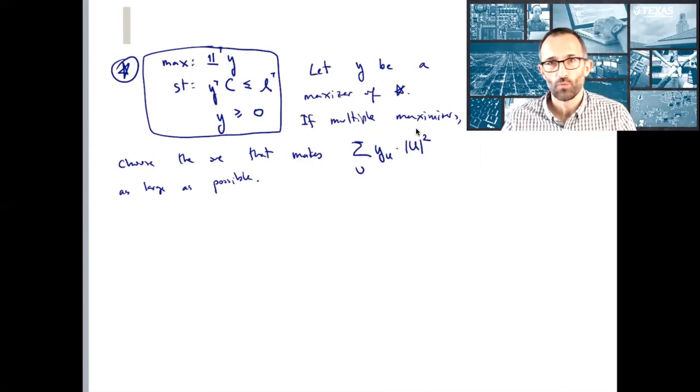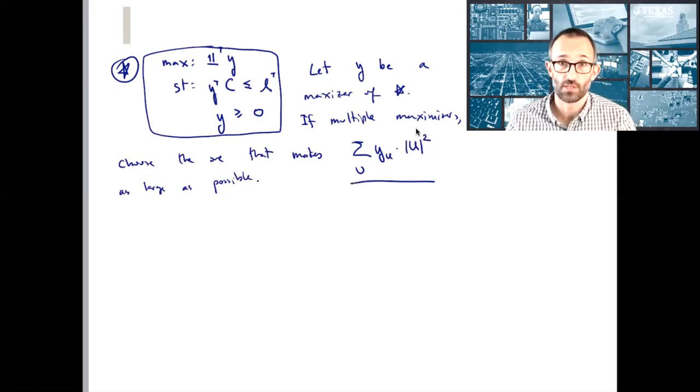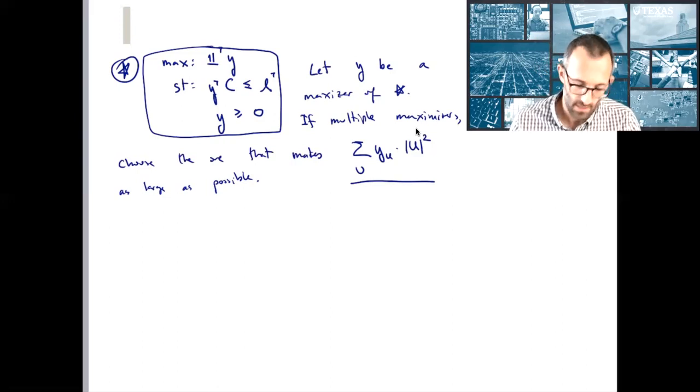If there's a unique one, we don't have to worry about it. But if there are two or more, I look at all the different y's, and I am going to pick the one that maximizes this quantity. So again, this is not a multi-criterion optimization problem. I'm just first finding the maximizer. I care about the maximizer, and then I'm going to pick the solution that maximizes this.